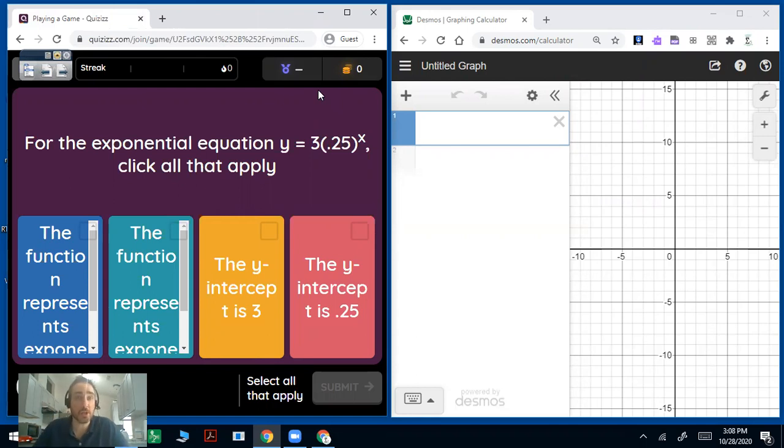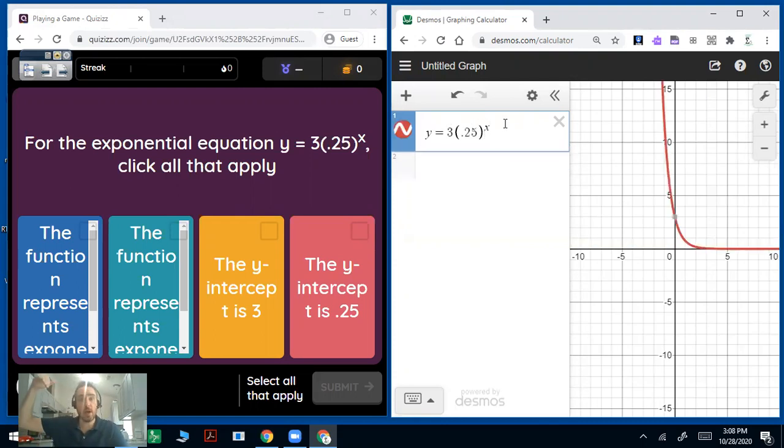So the first question is, for the exponential equation, y equals 3 times 0.25 to the x power, click all that apply. When you look at the graph, you want to think about, does it go up or down as it goes to the right? As you can see, this graph goes down as it goes to the right. It flat lines. The more it approaches infinity, it gets closer and closer to 0. So it's exponential decay. And the y-intercept is 3.